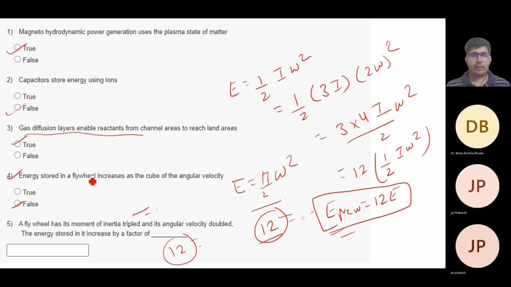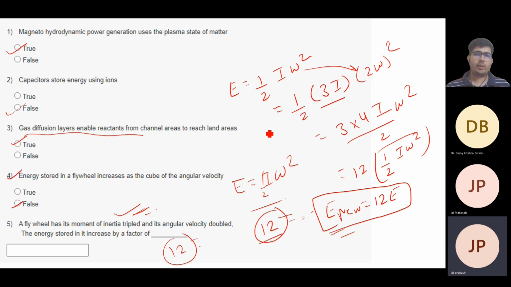Because the inertia is tripled, so I becomes 3I. The angular velocity doubles, so omega will become 2 omega. Now put these values in the formula half I omega square. So it will become half 3I into 2 omega square. So it becomes 3 into 4 I omega square by 2, or 12 times half I omega square.